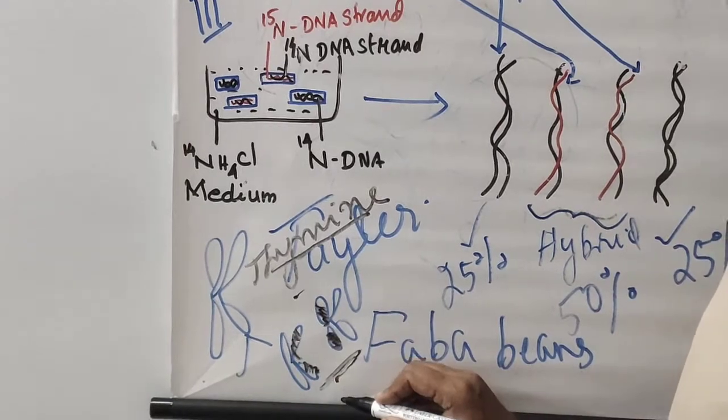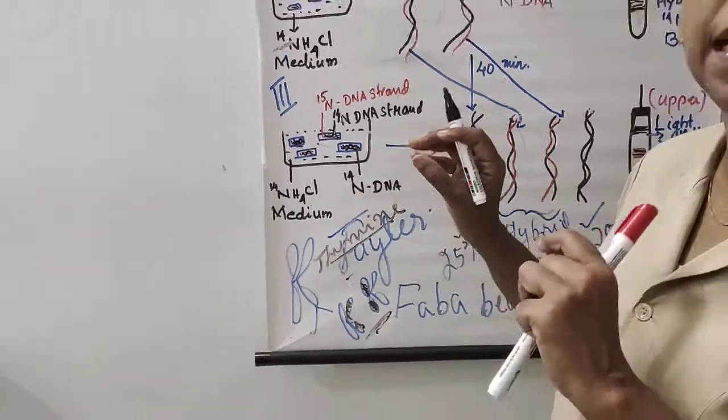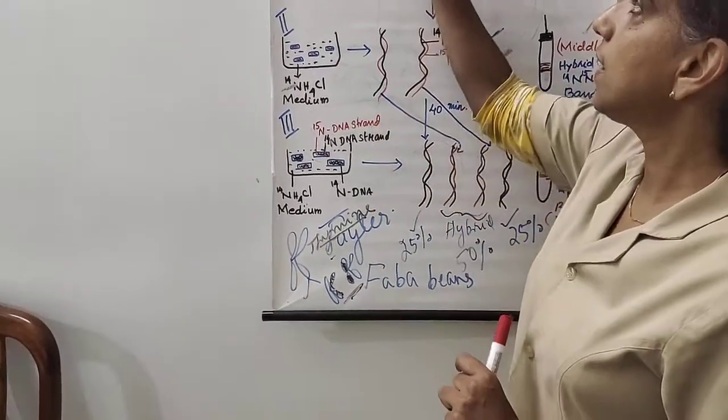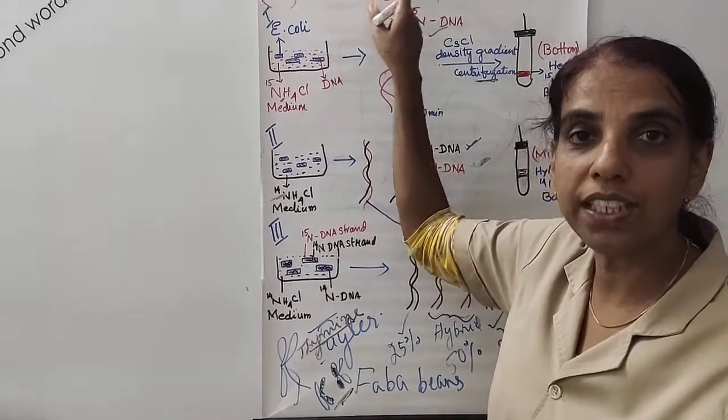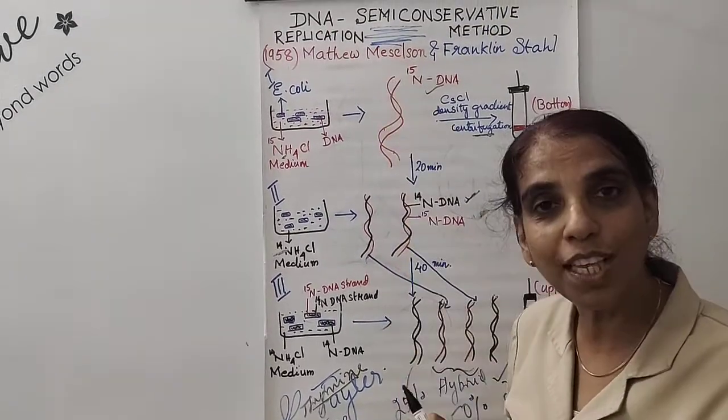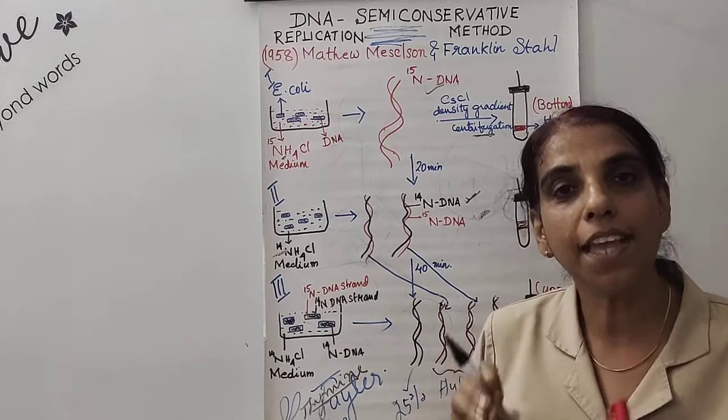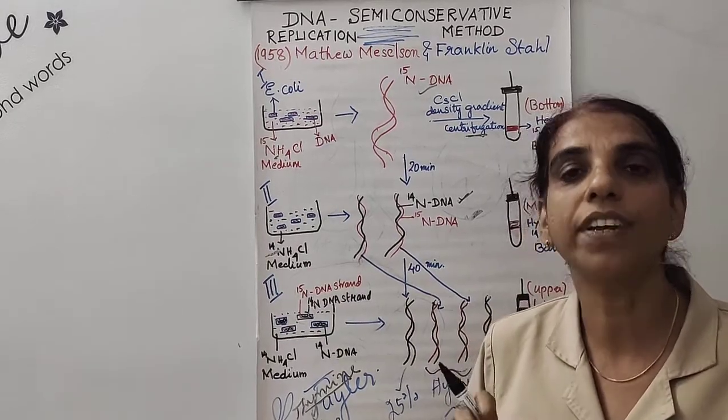So from these two experiments, we can clearly prove that the type of replication in DNA is absolutely a semi-conservative mode of replication.